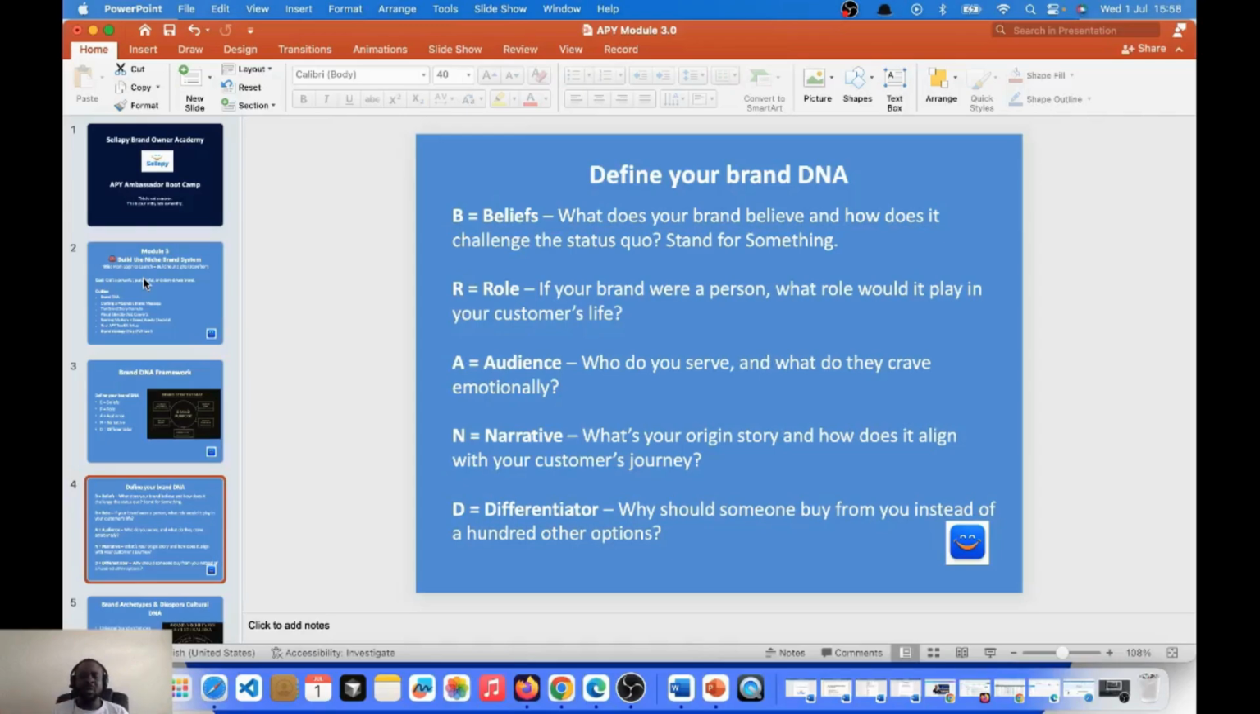So let's move on to the N now, which is the narrative. What's your origin story, and how does it align with your customer's journey? I believe that a brand that has a story behind it always stands out in the crowd. If you want your brand to stand out, there must be an origin story for it. There must be something that ignites it, a belief system, as we talked about earlier, that makes the narration make sense in people's listening. So I believe the best way you can get people's attention is to put a story behind your brand. That is it in simple words.